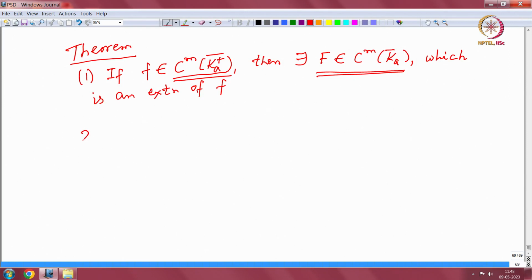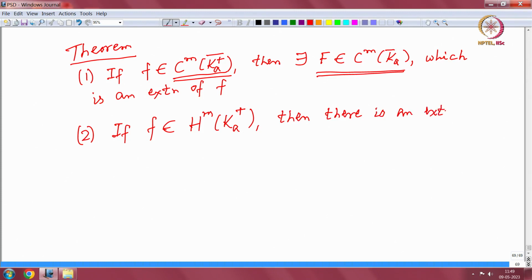And the second one: if f is in H^m, the Sobolev space, on K_a plus, then there is an extension F of f such that it again belongs to the same class on a larger domain, H^m of K_a, and so this is more important for us in the analysis of PDE.